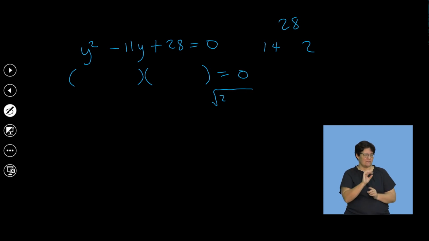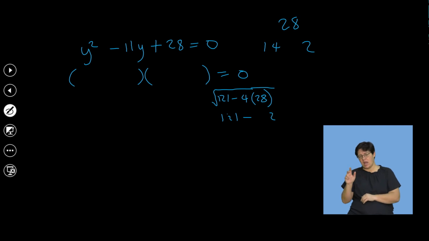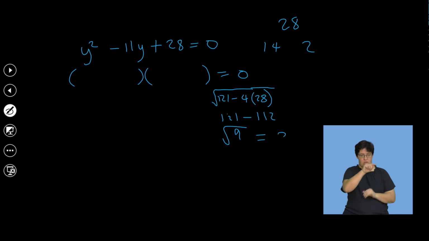This is going to be 121 minus 4 into 28, right? And then you can see that 121 minus 4 multiplied by the 28 there will give me 112. Sorry. So that will be 11 squared there. 121 minus 112 will then give me 9, right? So it will be square root of 9. So this will be 3, right?